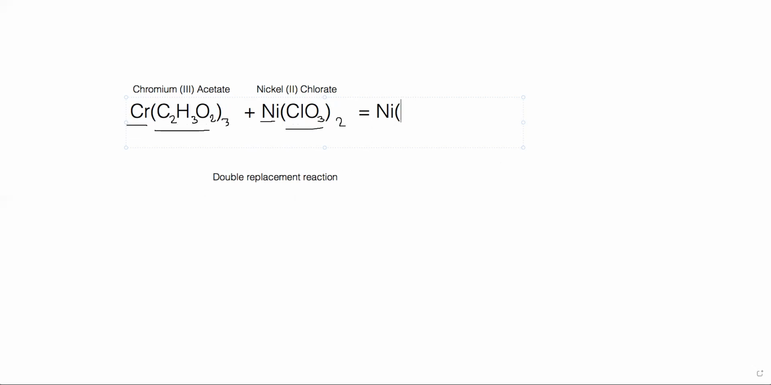Yep. All right. So we're going to switch the metals around. Instead of chromium 3 acetate, we're going to have a nickel 3 acetate. And instead of having nickel 2 chlorate, we're going to switch the metals. We're going to have a chromium 2 chlorate.